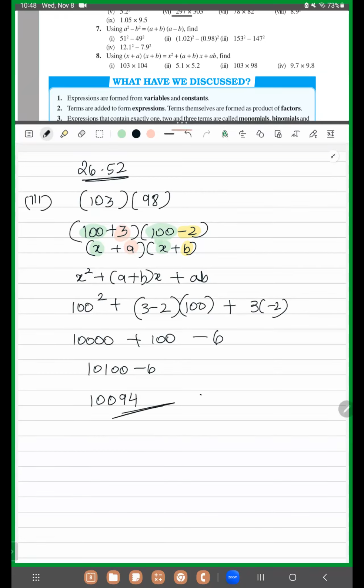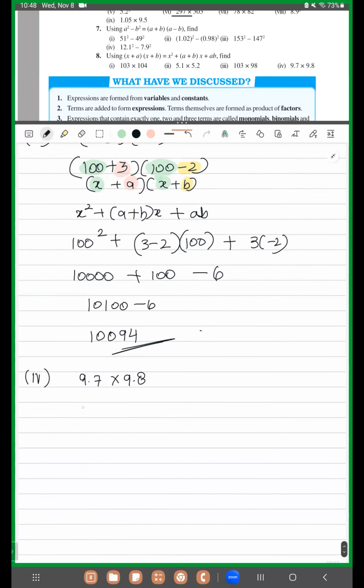That's the answer. Then one last one is remaining. 9.7 multiplied by 9.8. How will we write this? 9 plus 0.7.